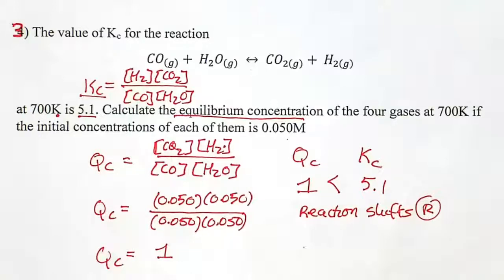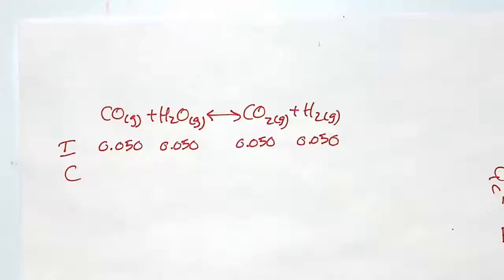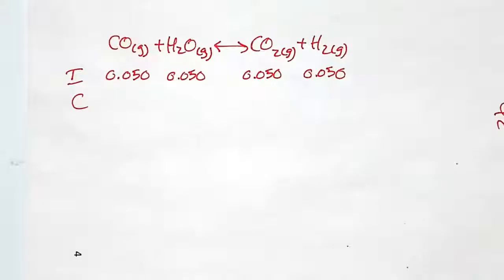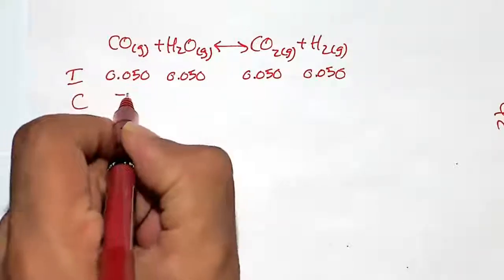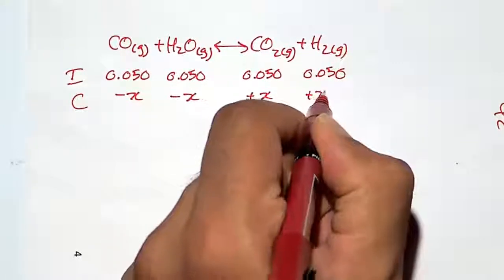Now we can draw our ICE table with the reaction shifted towards the right. Let's do that now. We had these concentrations of the gases. We calculated our reaction quotient and found that it shifts to the right, towards the product side. So the changes are going to be minus x, plus x, and plus x.